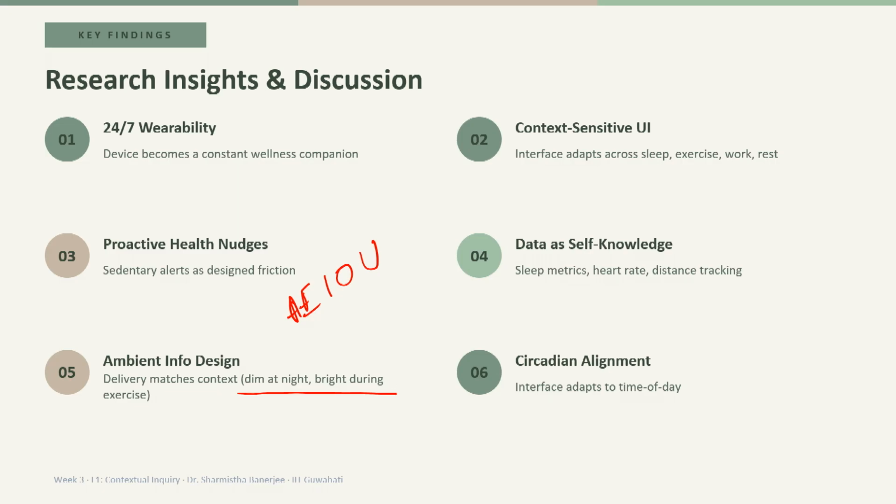When I am looking at data as self knowledge, I am looking at the user and their interaction with the data. When I am looking at proactive health nudges, I am again looking at the interaction and how my user responds to it as a result. So, that is where the importance of this AE-IOU mapping is.